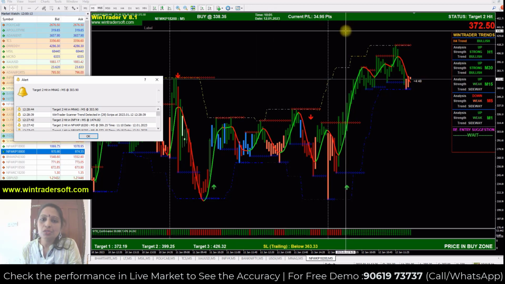Whenever the software gives a signal, before taking it you have to check whether the signal is confirmed or not. If it is confirmed, then you can take the position in your trading platform. Whatever trading platform you are using, you have to trade in that platform. I will show you how to check the confirmation.